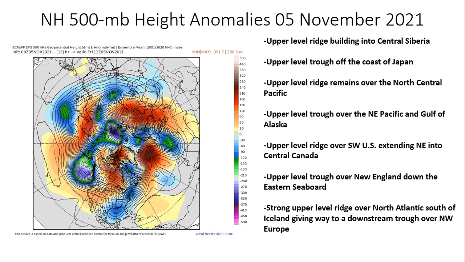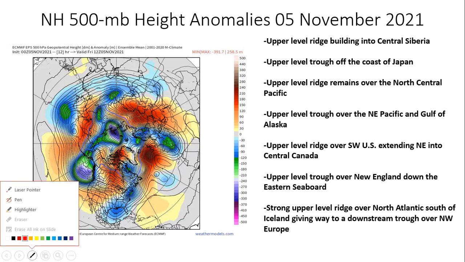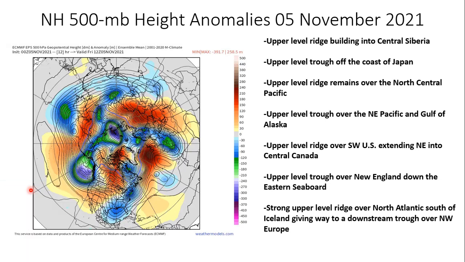We'll go ahead and kick things off with a look at the Northern Hemisphere 500 millibar height anomalies for today, the 5th of November, 2021. In general, I'll brief things from west to east on this particular chart, starting off with an upper level ridge, which is generally building into the central Siberian area, followed by an upper level trough, generally situated off the coast of Japan in this location here.